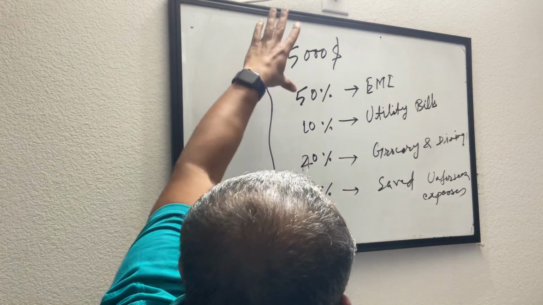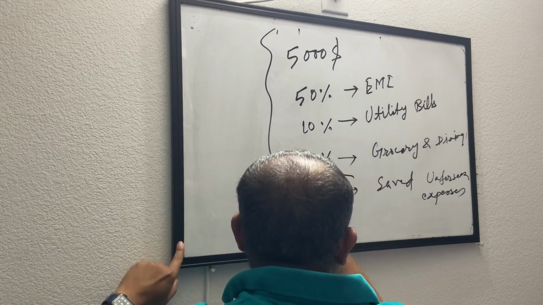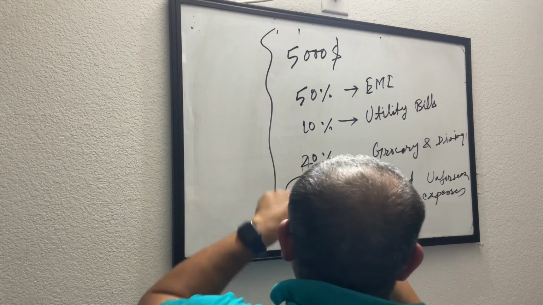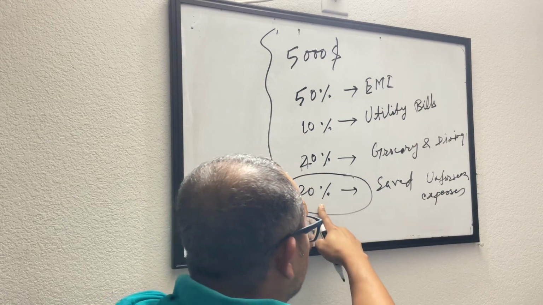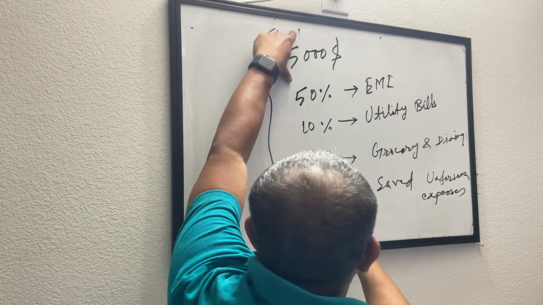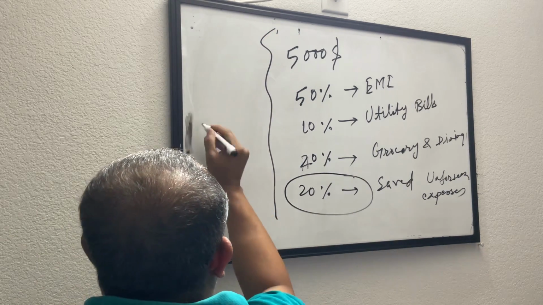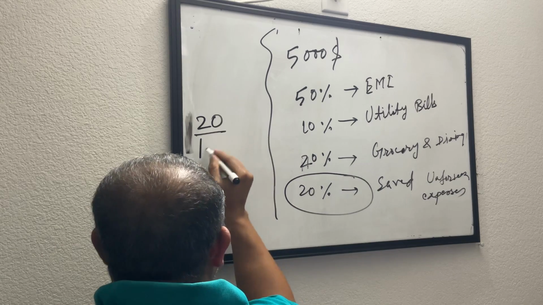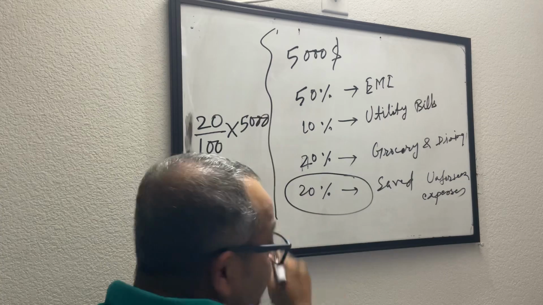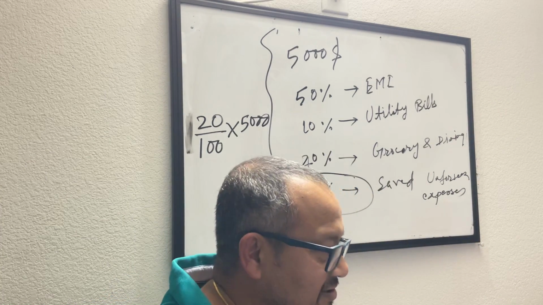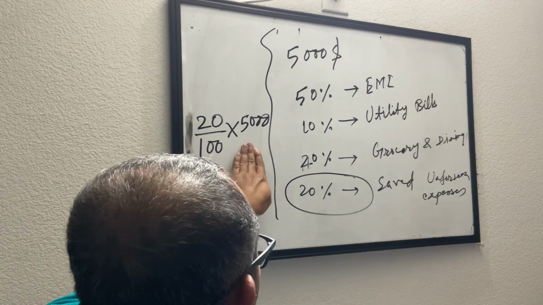So the simple question is, this is what I am saving. 20% is what I am saving. Whatever this 20% translates into is my saving for medical or unforeseen expenses. 20% of my salary. My salary is 5,000. So 20% of 5,000. I have not asked you guys to memorize any formula. I am just telling you guys English. 20% of 5,000. Now you know what to calculate.